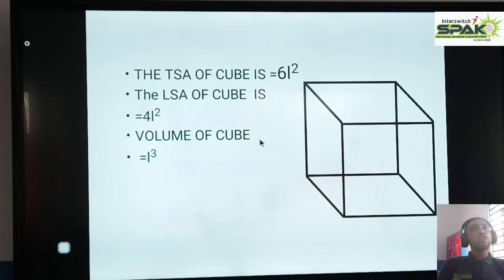And for the volume of the cube, volume is the product of all the 3 dimensions. So the length times the height times the width. So we multiply these 3. Since they are equal, that gives us L cube. So L cube is the volume of a cube.